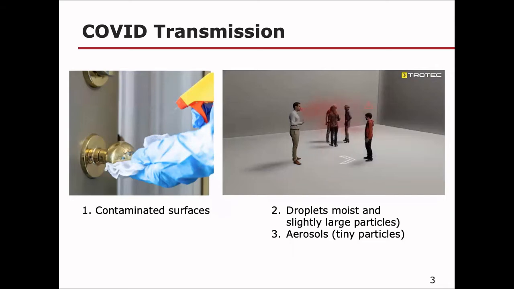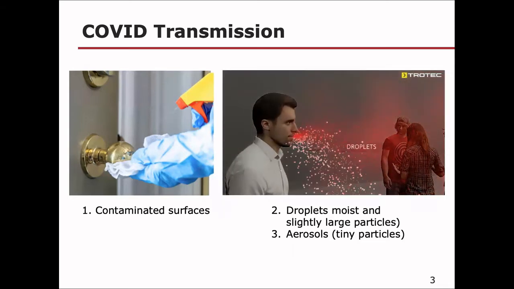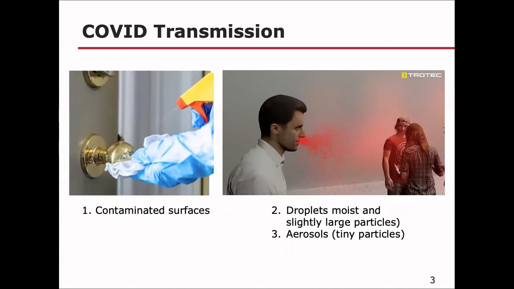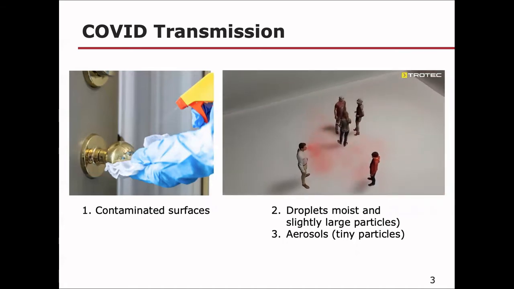COVID can transmit in three ways. First, contaminated objects and surfaces transmit viruses from hands to your eyes, mouth, or nose. This is also called fomite spread, which is more likely on hard, non-porous materials like metal and plastics.